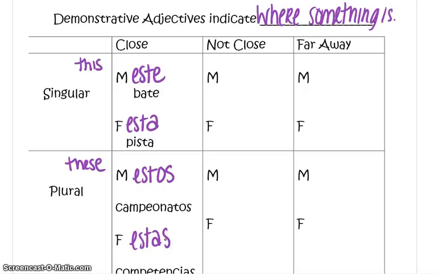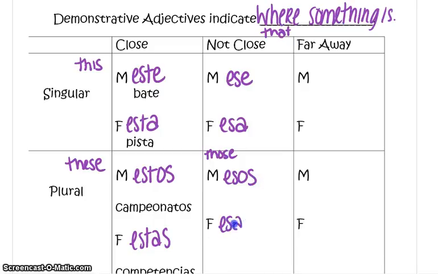When something is not close, you'll probably say that. So maybe that bat and that track. So the singular masculine way to say that is ese. And the singular feminine way is esa. So you might say ese bate, that bat, or esa pista, that track. When it becomes plural, it is the word those. So the plural masculine form is esos. So esos campeonatos, those championships. Or esas, for a feminine plural, for esas competencias, those competitions.